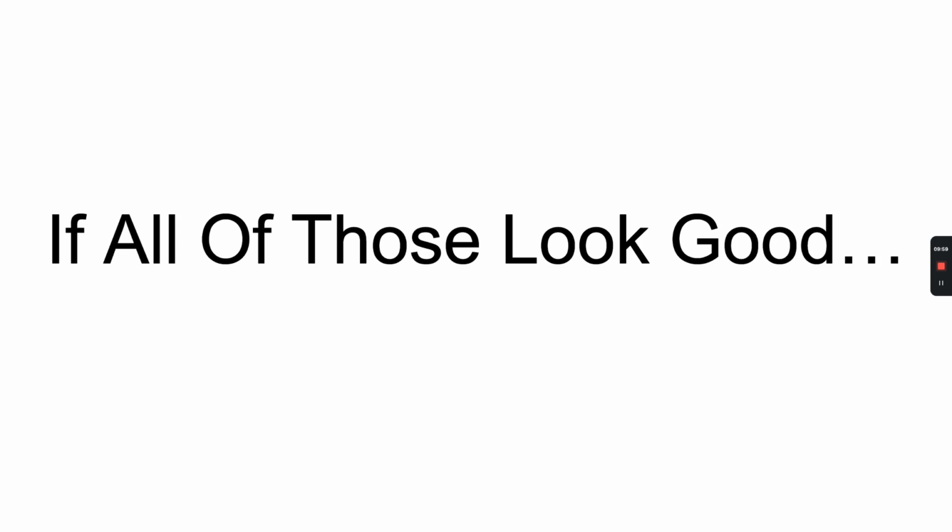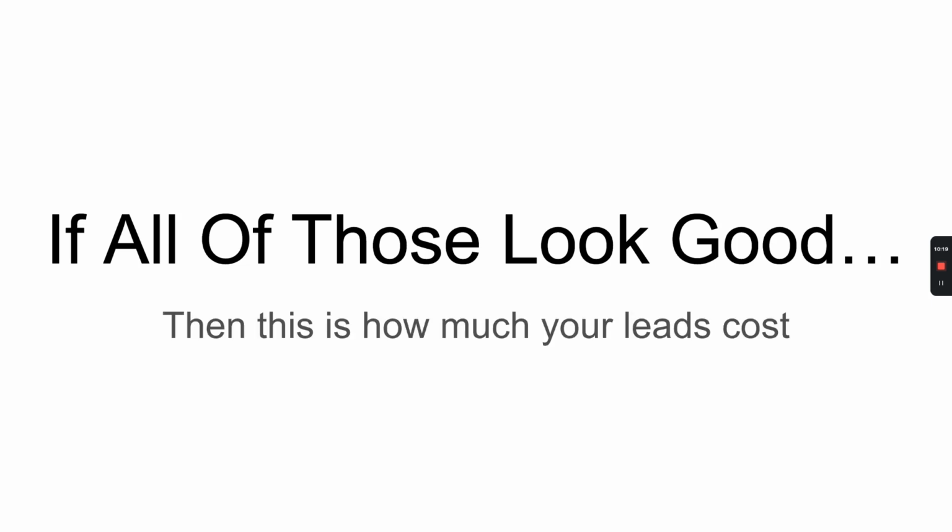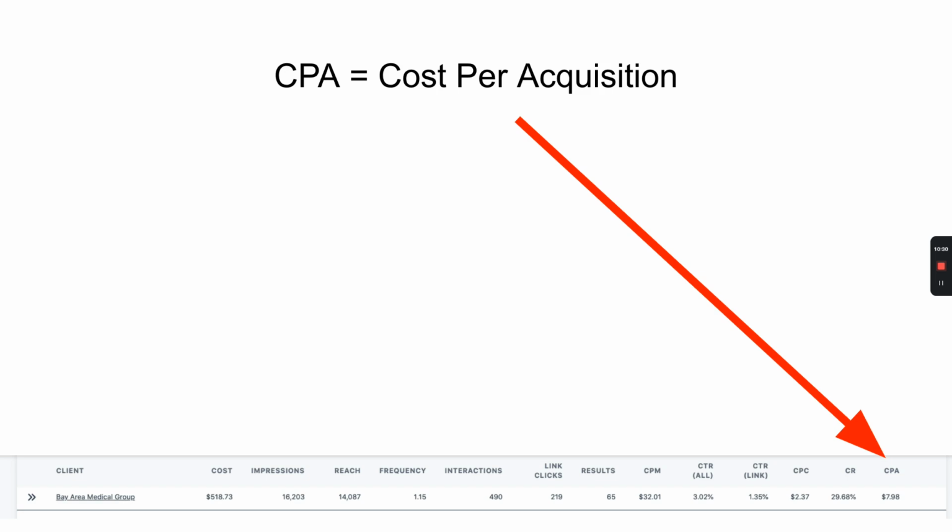All right. So if all of those numbers look good, and CPM really doesn't have a good number, but if your click-through rate link and your conversion rates look good, then this is how much your leads cost. I know that this has been a big question on a lot of people's minds: what is my average cost per lead in my industry? And this is the last metric, CPA, cost per acquisition.